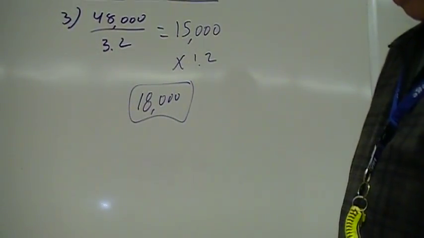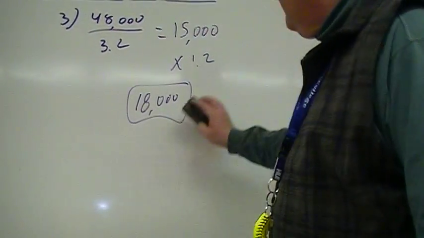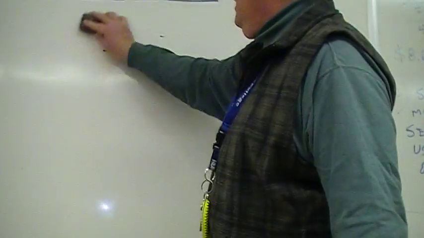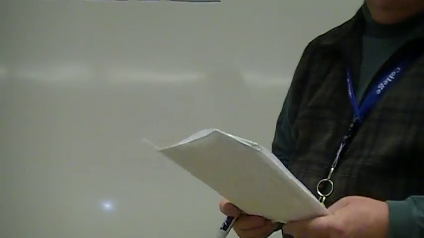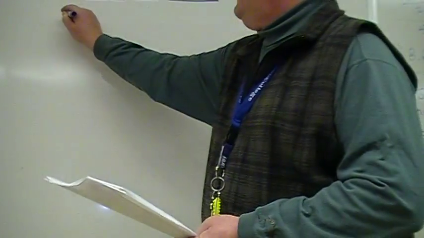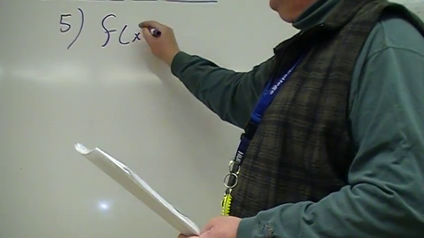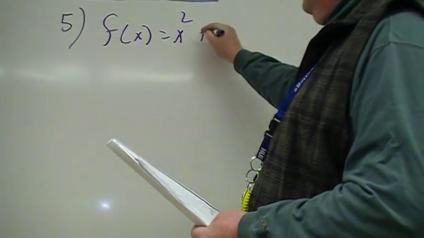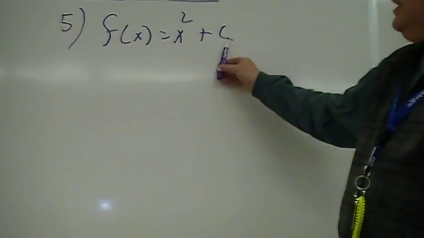So that's just a 2 operation problem. It's kind of similar to number 1. So that's number 3. Number 4 I'm not going to do. And I'm going to spend a little bit of time on number 5, just making sure that we're good on our function. So we got to find the value of C. That's what we're trying to figure out. What is C?